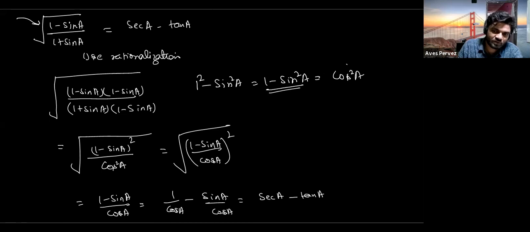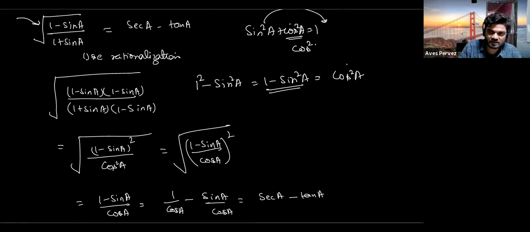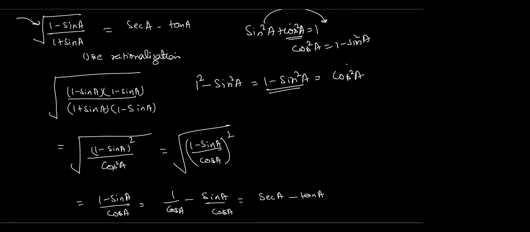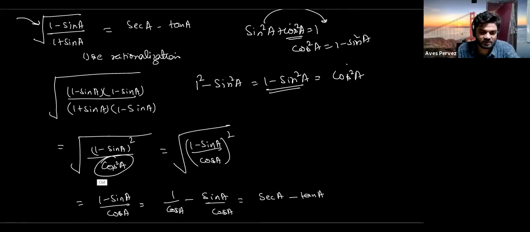Did you get this value, 1 minus sin square a is equal to cos square a, from this identity? Sin square a plus cos square a is equal to 1. So when this goes to that side, cos square a is actually equal to 1 minus sin square a. Got it? Yes, sir. So you have written this one here.